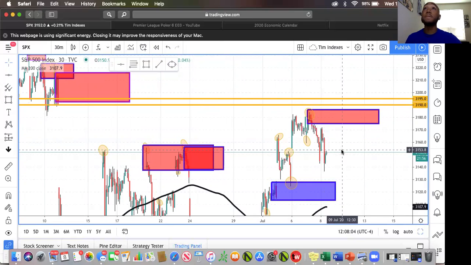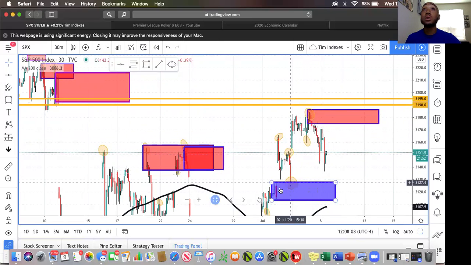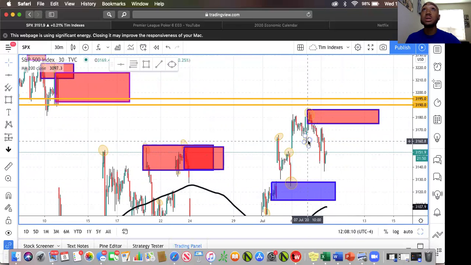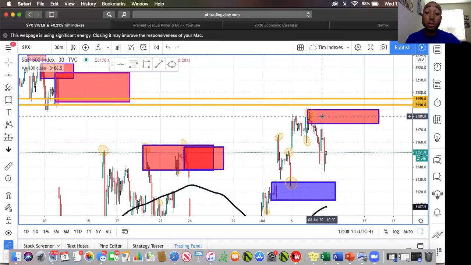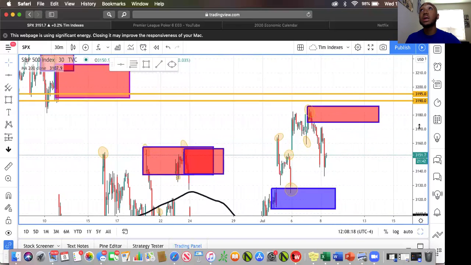But that's it. It's just that simple. Price broke this low. I would love for it to break this low, but it already broke this low. So this is still a great supply zone, so great resistance or however you want to call it. All right. But these are the trades that we're in right now.